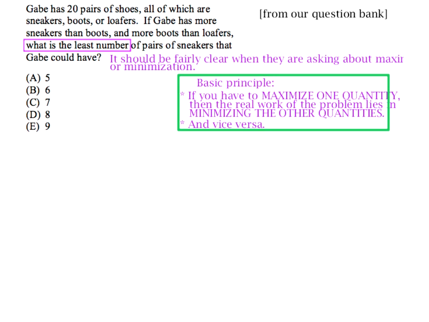So let's talk about it. What's the situation here? The situation here is that you have more sneakers than boots and more boots than loafers. So you have a total of 20 pairs. And then you have sneakers more than boots, which in turn you have more of than loafers.